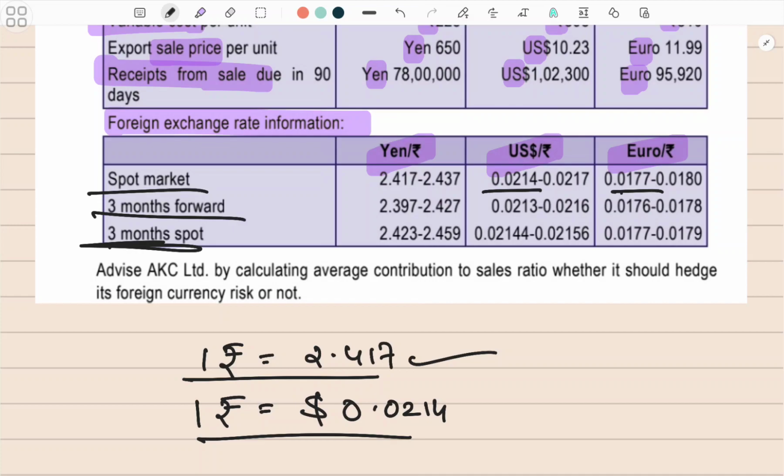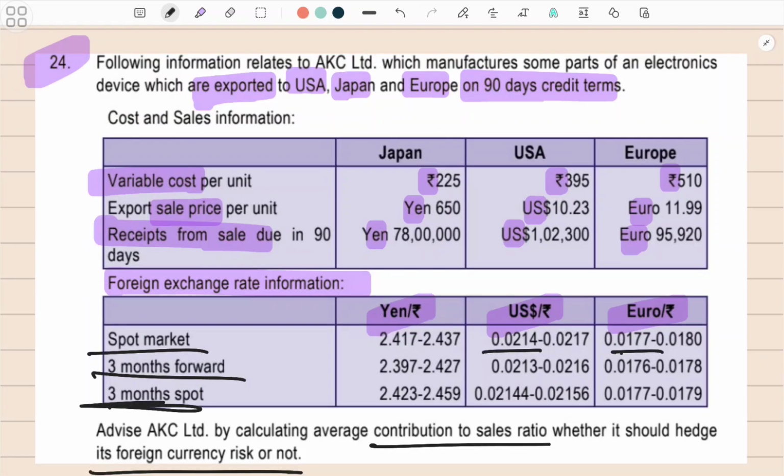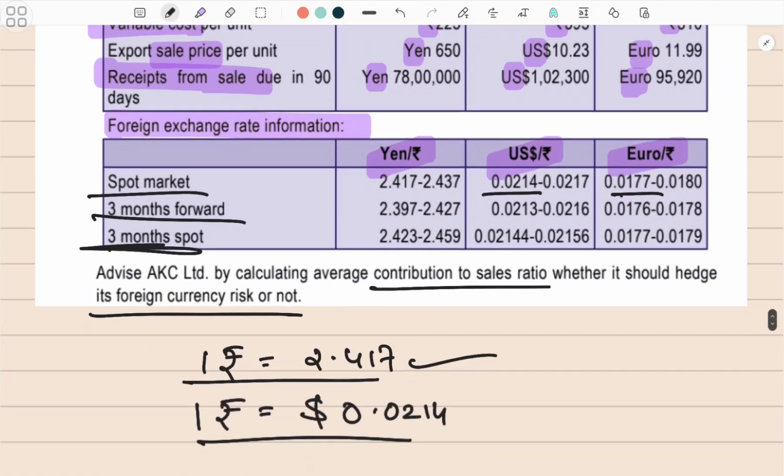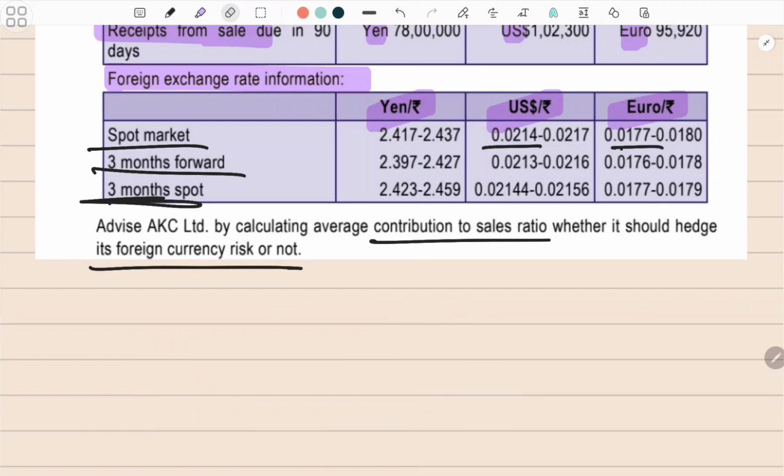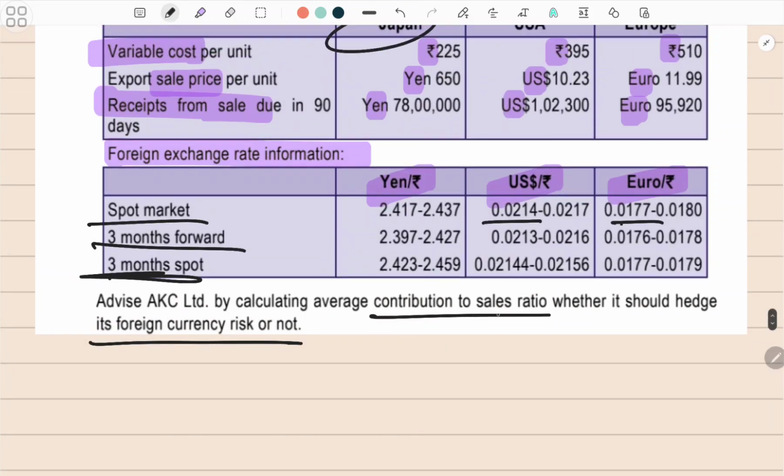Okay, advise AKC Limited by calculating the average contribution to sales ratio and whether it should hedge its foreign currency or not. Contribution to sales, okay, I know that. Contribution is what? Sales minus variable cost, right? Okay, so let's solve, but I'll just solve for one country. I'm just doing it for Japan, and then you can do United States and Europe, because we do not have that kind of time, and this is a revision lecture. Okay, so contribution to sales.